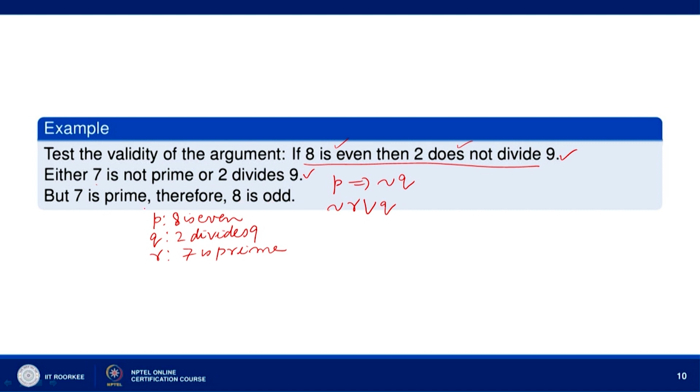So, P implies not Q and negation of R or Q. We have the third premise is 7 is prime. So, R, this 7 is prime.